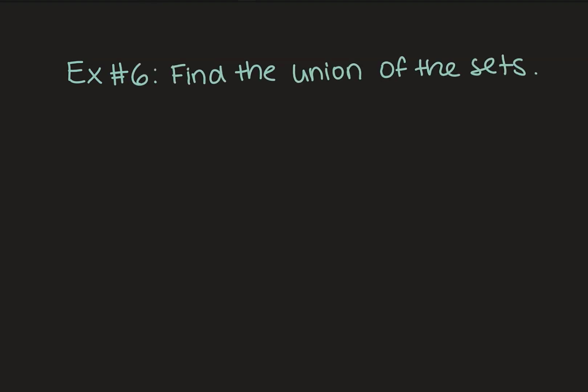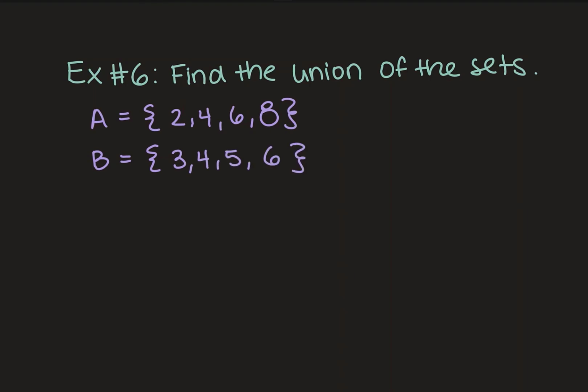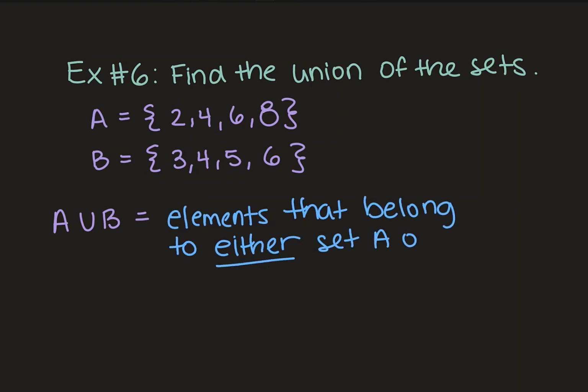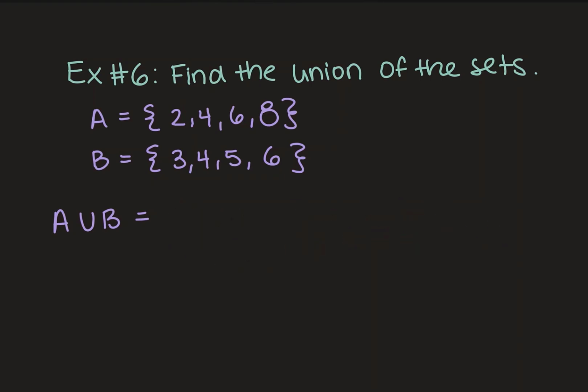Alright, so let's try an example. We want to find the union of the sets. So let set A include elements 2, 4, 6, 8, and let set B include elements 3, 4, 5, 6. The union of set A and B will be the elements that belong to either set A or set B. So we just grab the elements from each set. A union B will include 2, 3, 4, we can just list this once, and 5, 6, and 8. Essentially, we're just taking the elements in either set and putting them together.